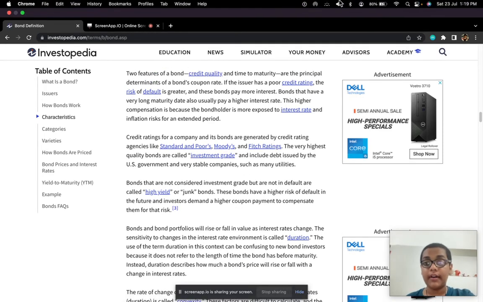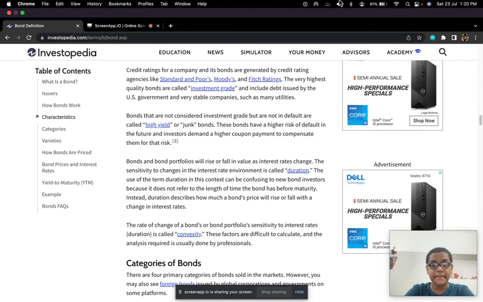Two features of a bond, credit quality and time to maturity, are the principal determinants of a bond's coupon rate. If the issuer has a poor credit rating, the risk of default is greater, and these bonds may pay more interest. Bonds that have a very long maturity date also usually pay a higher interest rate. This higher compensation is because the bondholder is more exposed to interest rate and inflation risk for an extended period.